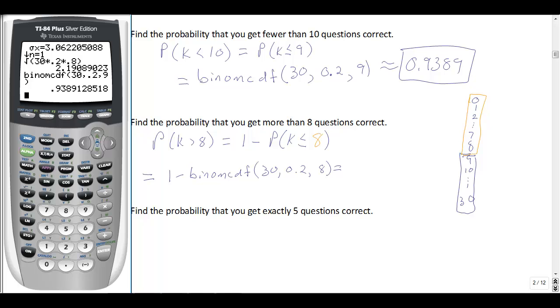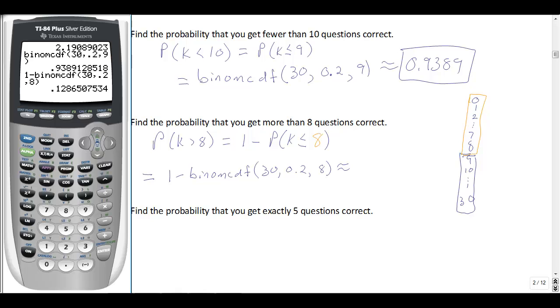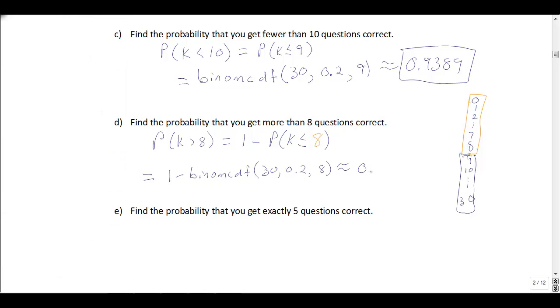And so we can do 1 minus second distribution. Go find binom CDF. 30 trials, 0.2 probability of success, we're going up to 8, and this should spit out an answer, and we get approximately 0.128, and that 6 would round to a 7. So 0.1287, if I go to 4 decimal places.